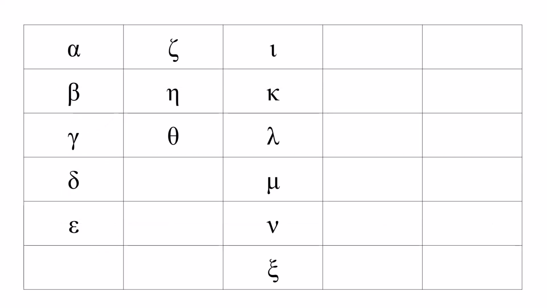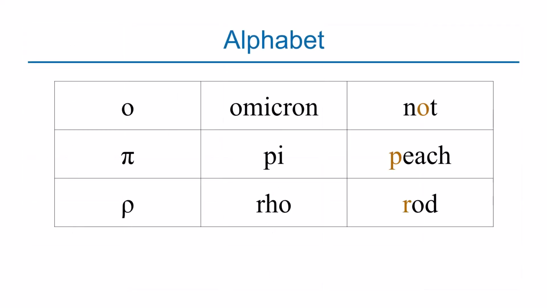So far we have looked at these letters: alpha, beta, gamma, delta, epsilon, zeta, eta, theta, iota, kappa, lambda, mu, nu, and xi. Let's look at some more Greek alphabet letters.